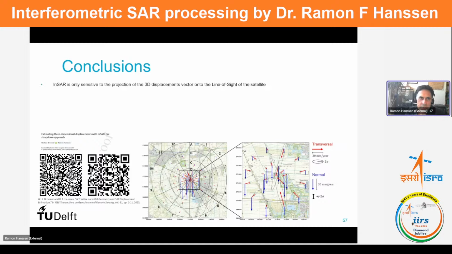So the conclusions here are, first, that as we know, InSAR is only sensitive to the projection of the three-dimensional displacement vector onto the line of sight of the satellite. So we cannot measure vertical, but we measure the projection of the displacement onto the vertical, if you're interested in that. Second, if you have two observations, you still have an underdetermined problem with an infinite amount of possible solutions along the null line. So this concept of the null line is an important thing.